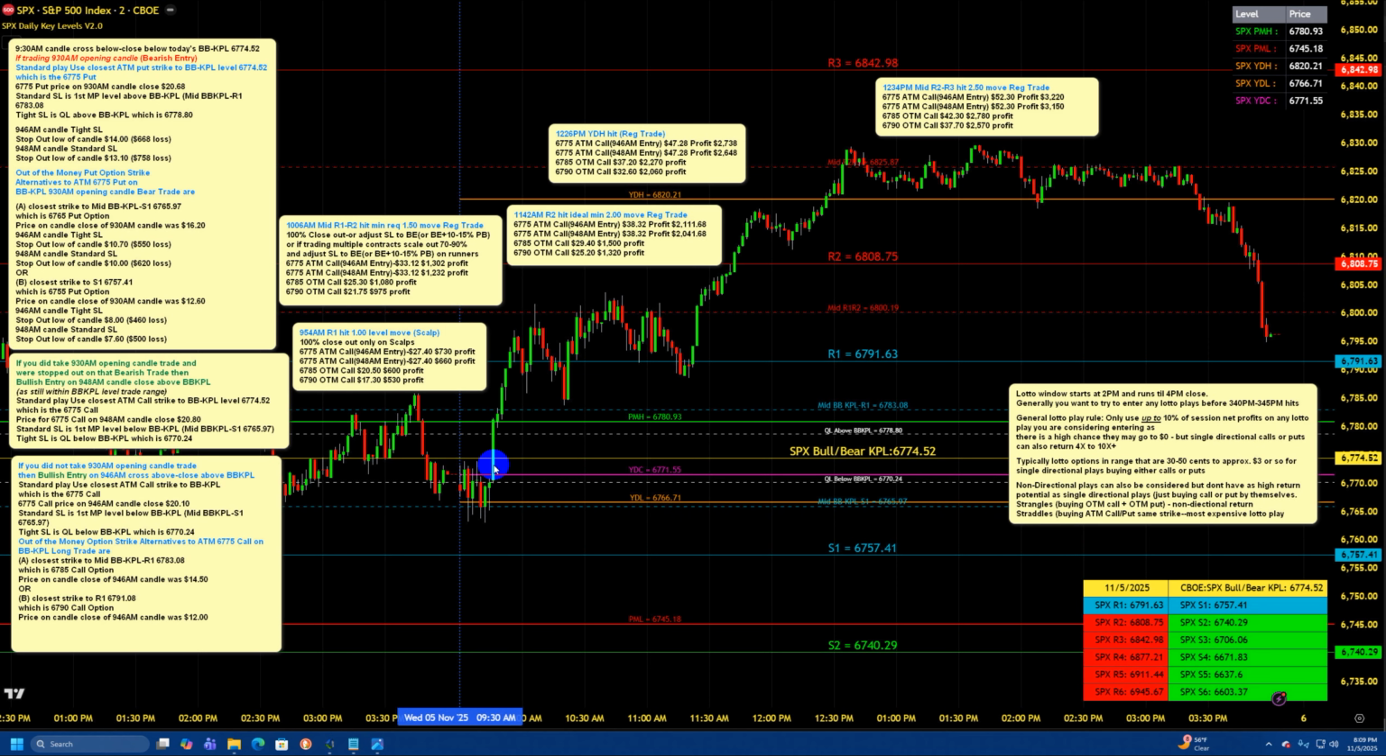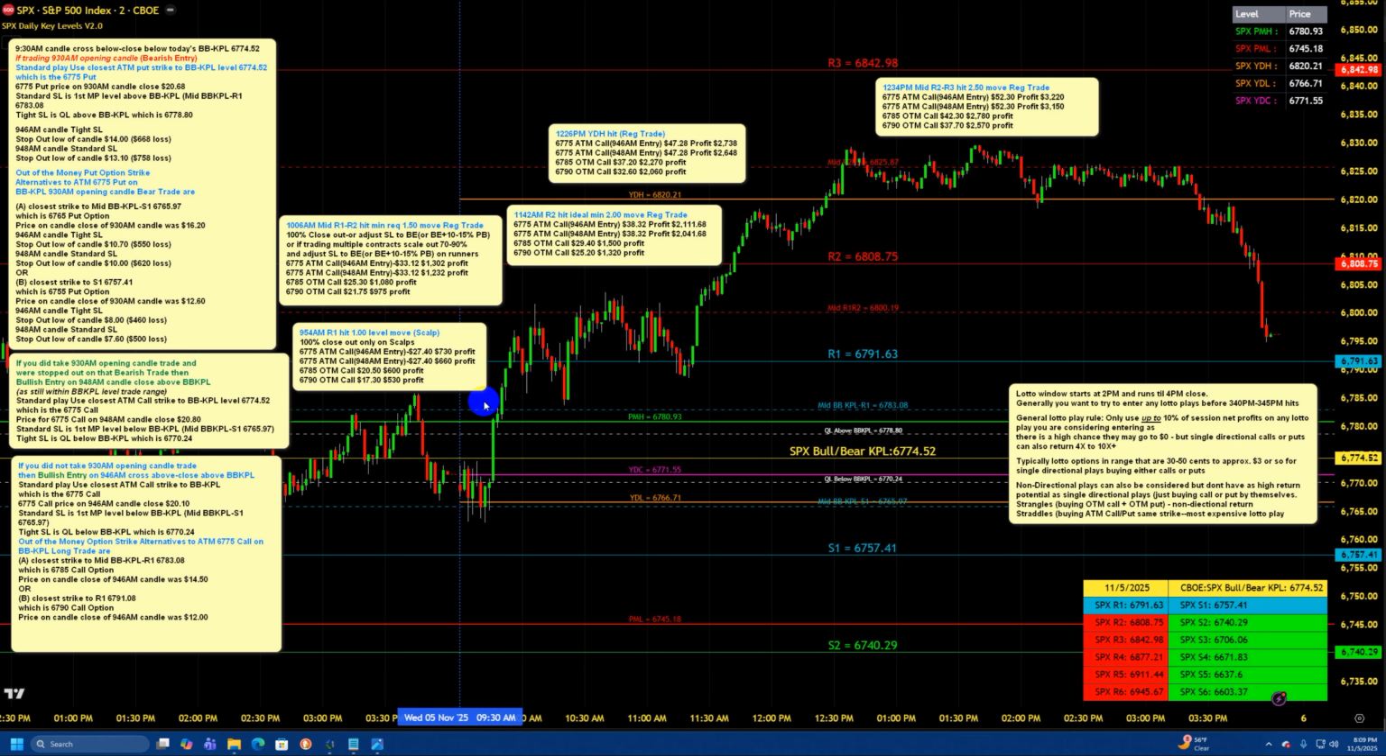Where you're getting stopped out is on your tight stop loss, the QL above. You're getting stopped out on this candle here, which is the 946 candle. It's this big candle here. You're getting stopped out of the tight stop loss, and then the 948 candle, you're getting stopped out of the standard stop loss.